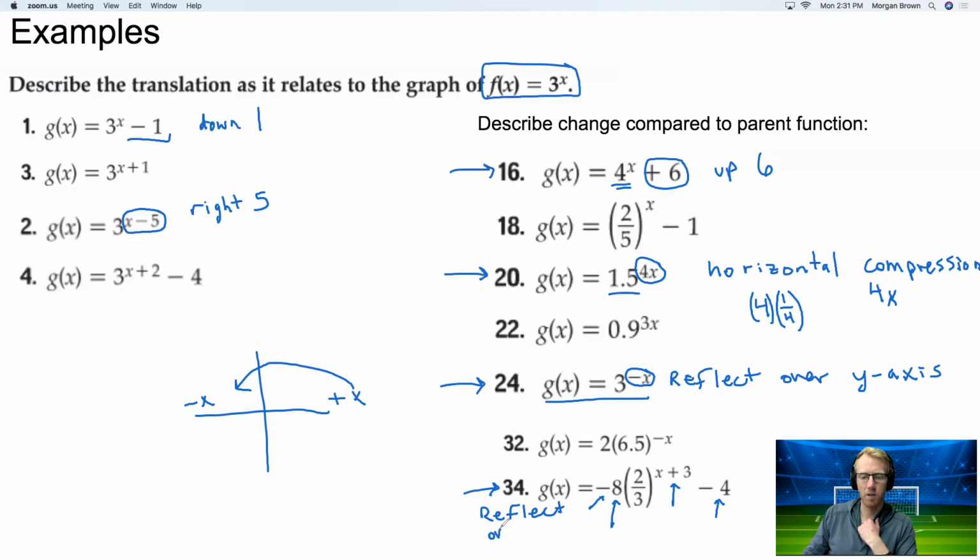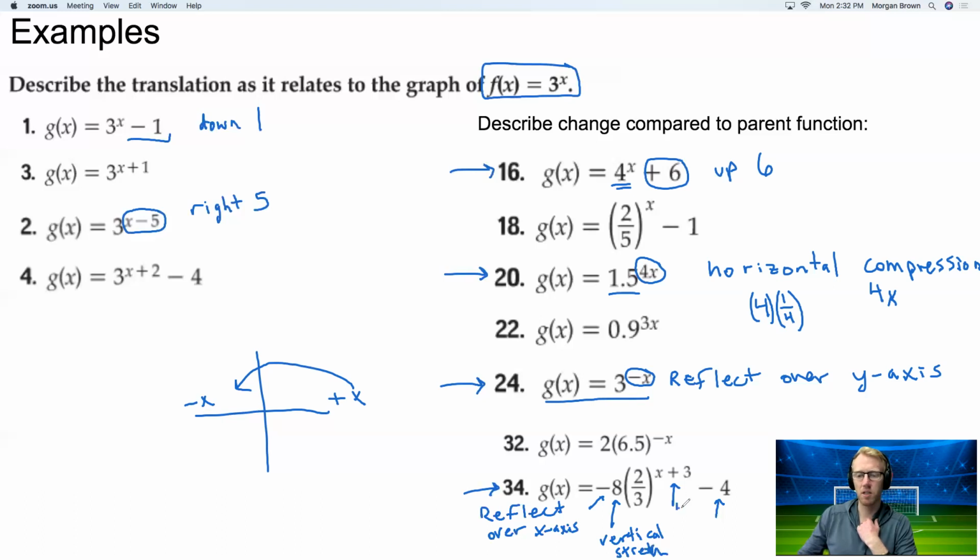And it's a reflection, it's in the front of everything. So it's a reflection over the x-axis. Take your overall function, whatever you had up top is shifted down to the bottom. The 8 is a vertical stretch. Sorry, I don't have much space to write down here. Vertical stretch by a factor of 8.